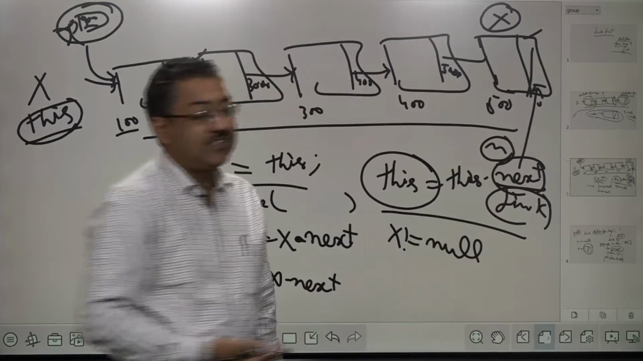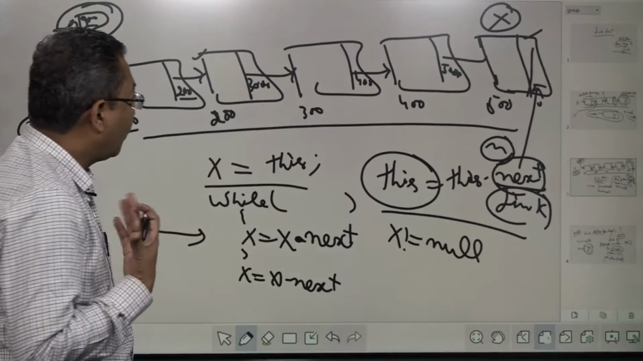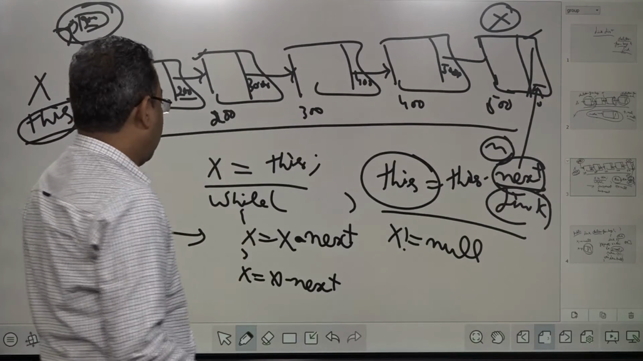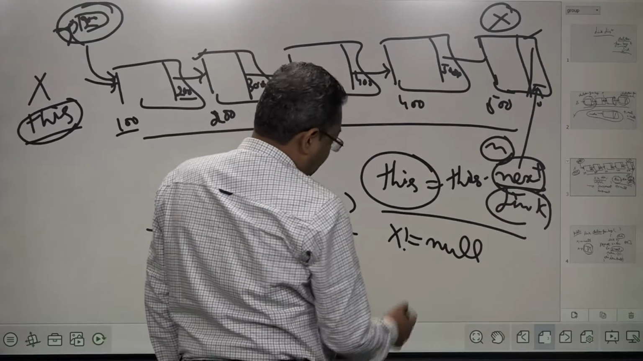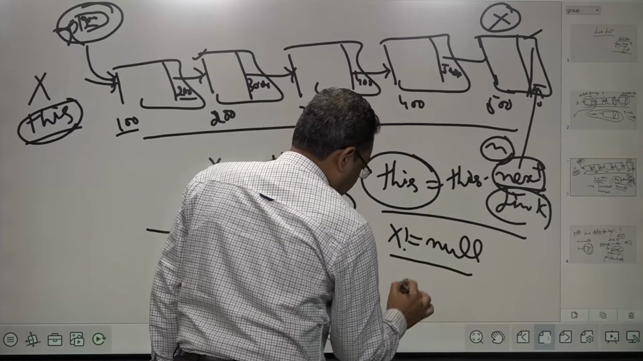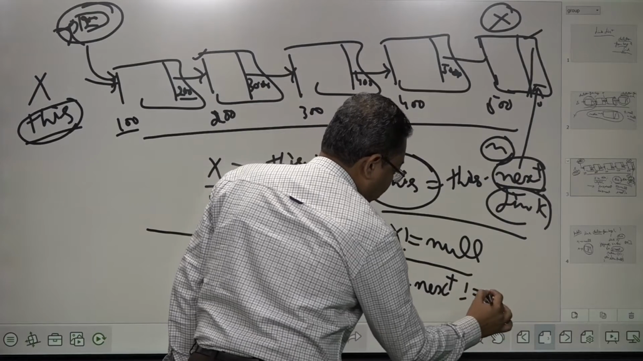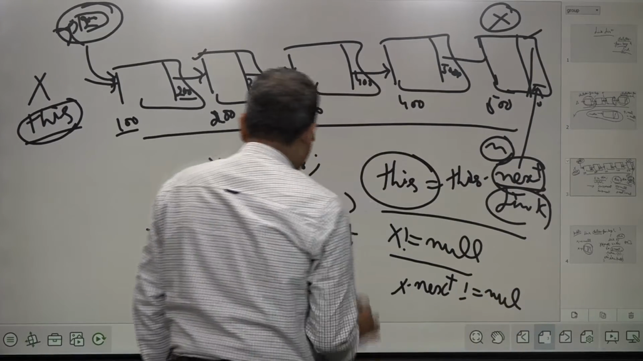So this is not the node, or not the point where we are interested. Right? So let's make the modification. Can I go for x dot next is not equal to null? I am talking about this.